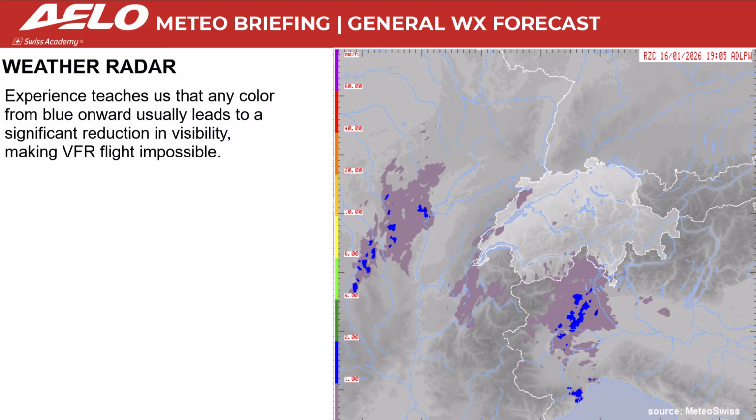Experience teaches us that any color from blue onward usually leads to a significant reduction in visibility, making visual flight rules flight impossible. Satellite images.